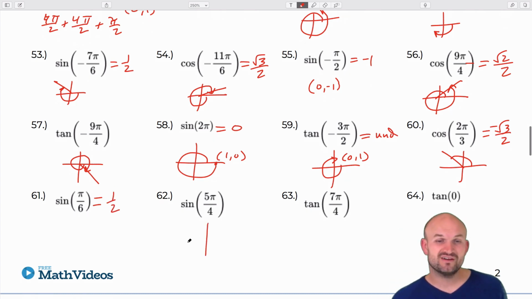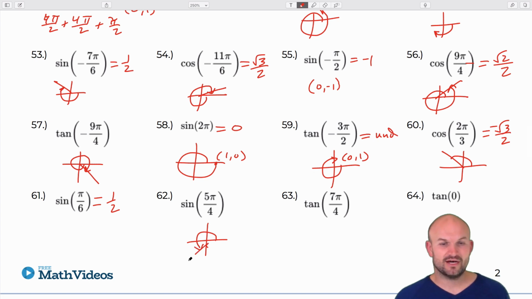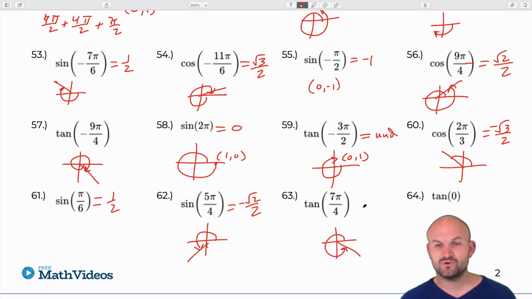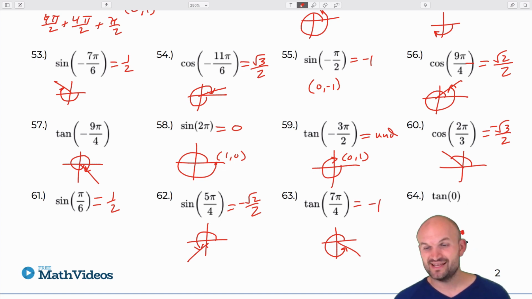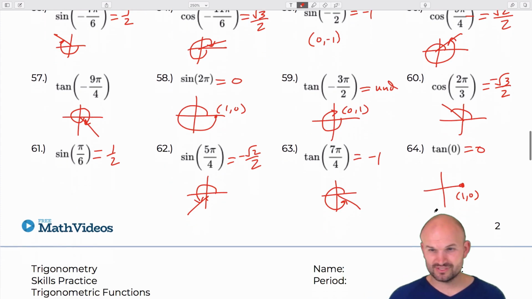5 pi over 4, that is in the third quadrant, so sine is negative, so that's a negative square root of 2 over 2. 7 pi over 4, that's almost a full revolution. That's in the fourth quadrant, so tangent is negative. Tangent of 0, that is right there. That is the coordinate point 1, 0. Y over x is just 0. There you go, guys. Almost halfway done.